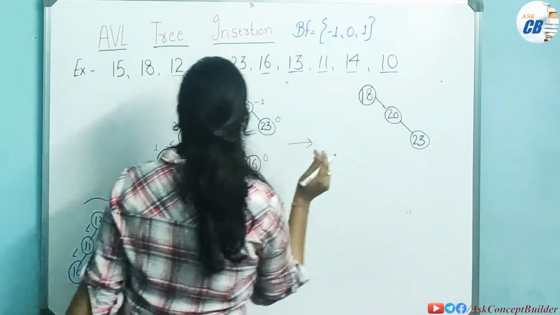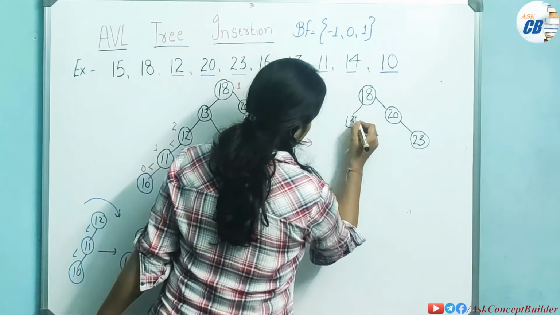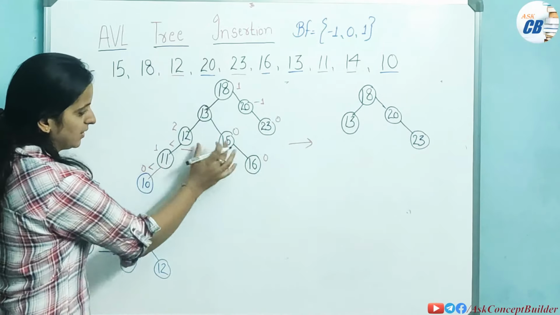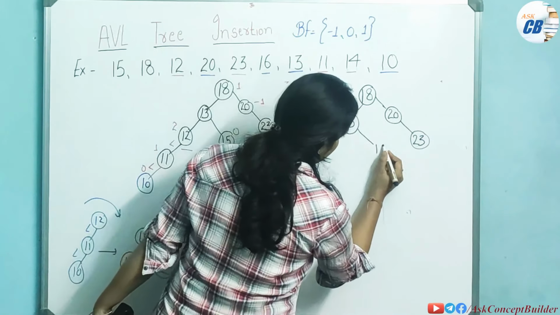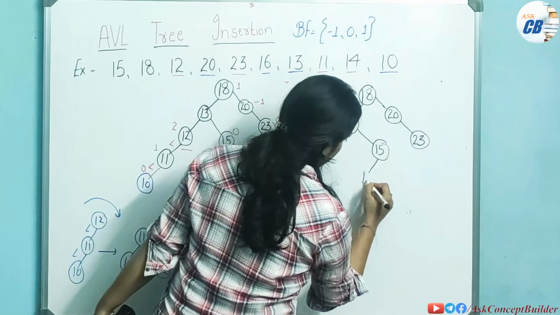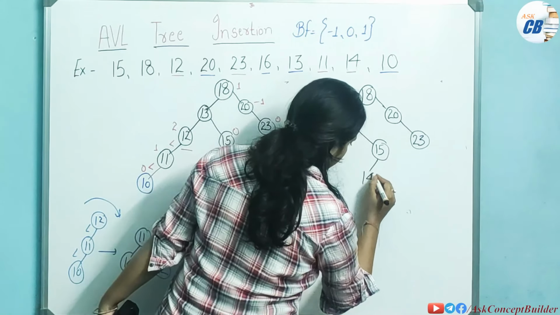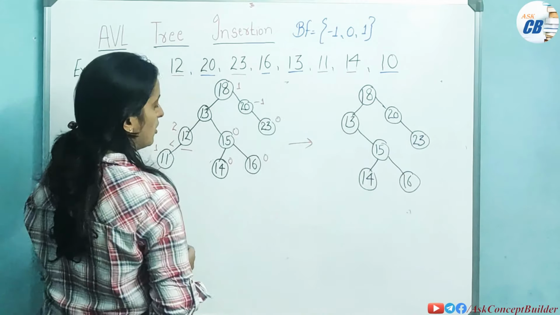Fine. Now 13 also you can write as it is, no change in it. Okay, and this part also you can write as it is. Only this part is changed; this part also you can write as it is. So this is your 15. Fine, this is your 14. Sorry, this is your 14 and this is your 16. Fine, now this much you have written.